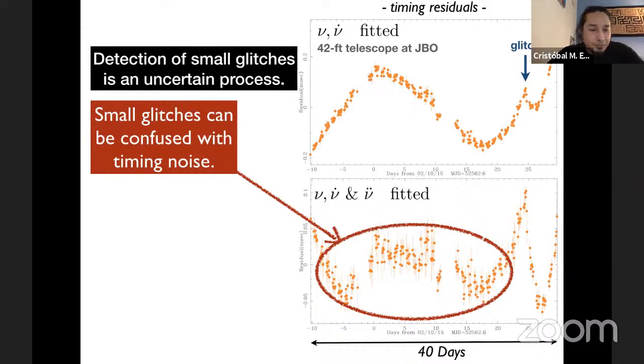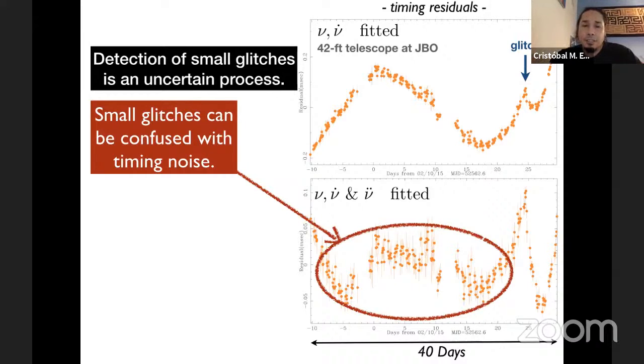Sorry, the Zoom window blocks my screen and I cannot see the plot. Okay, so these are timing residuals for the crab pulsar. On the top it's the same data, but only nu and nu dot are fitted. So you can see a very clear cubic term, a nu double dot term, but that is important. And there's a glitch that you can already see there.